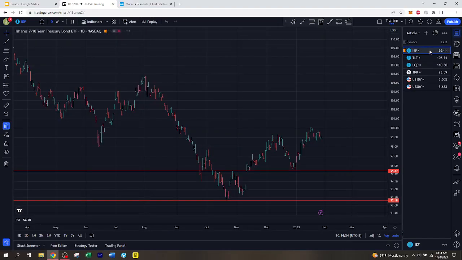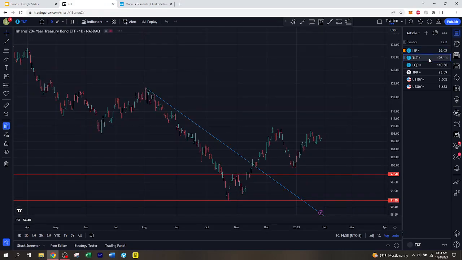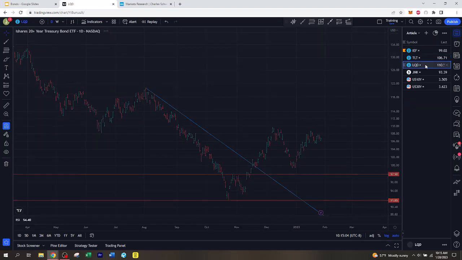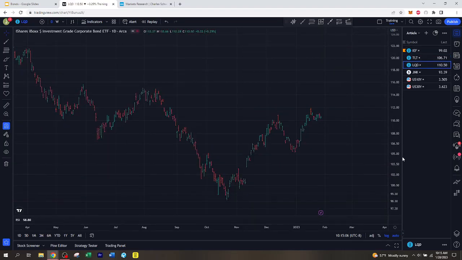So the IEF, that's a good 10-year bond ETF. The TLT, that's a good 20-year plus ETF. And these are both backed by the U.S. government. That is who issues these bonds. Next, we have the LQD. This is the investment-grade corporate bonds. So if you're looking to get exposure to corporate bonds, this is how you could do it through this ETF.